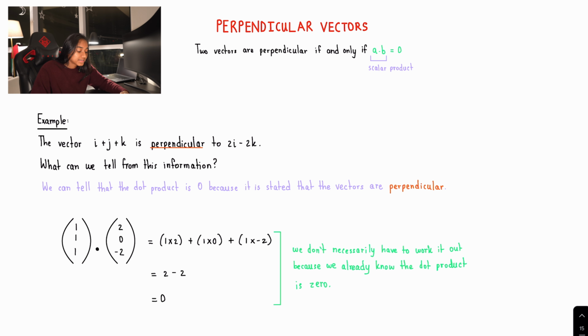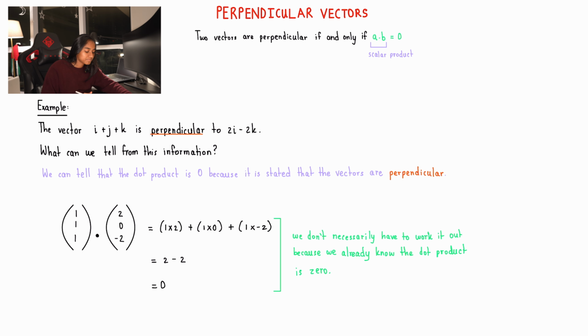Now, perpendicular vectors. How do we know if two vectors are perpendicular? Two vectors are perpendicular if and only if, y'all would see people writing it like that, two F's, if and only if A dot B is equal to 0. So if the scalar product of these vectors is equal to 0, you know that these two vectors would be perpendicular to each other, okay?